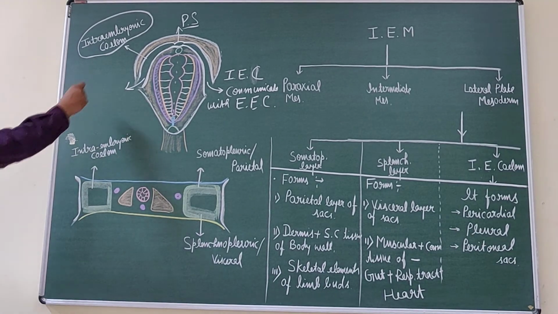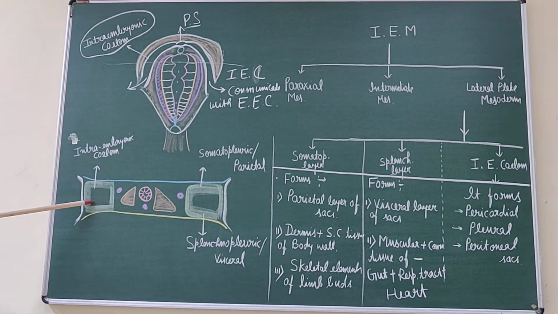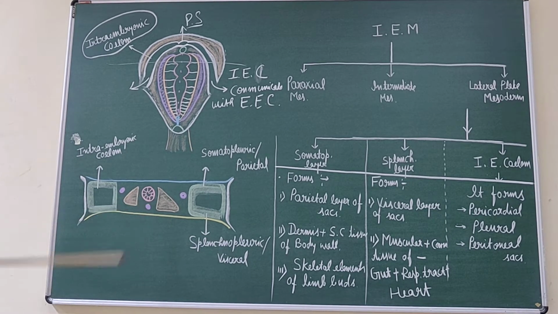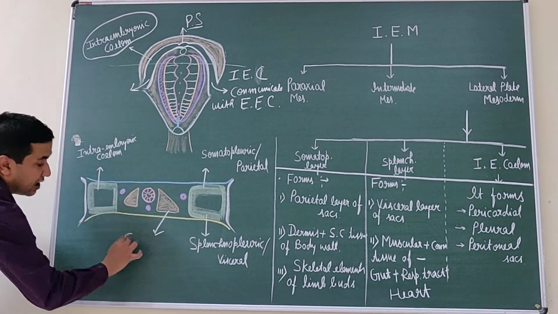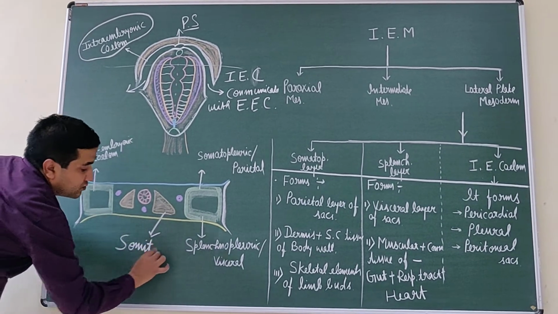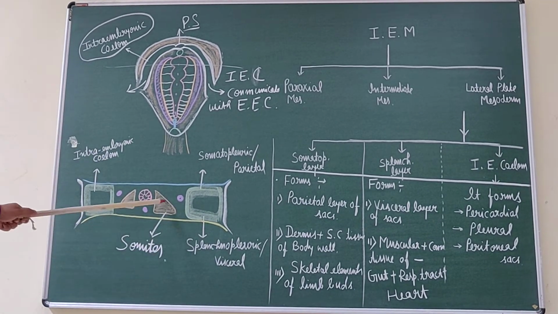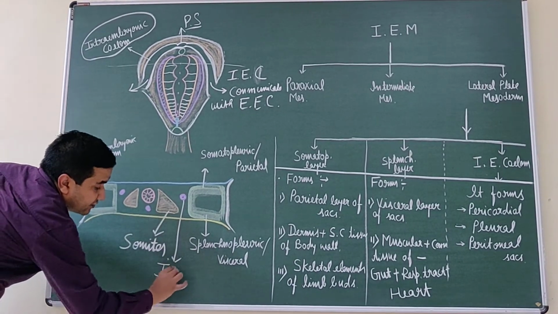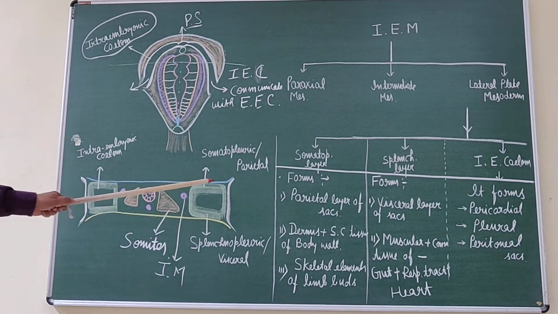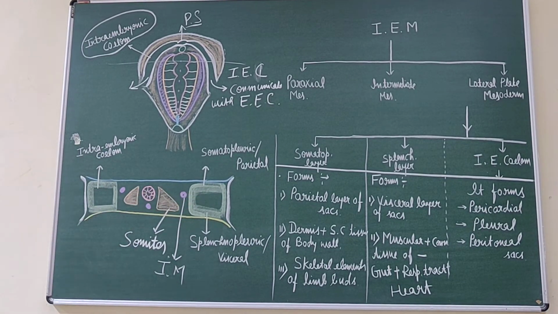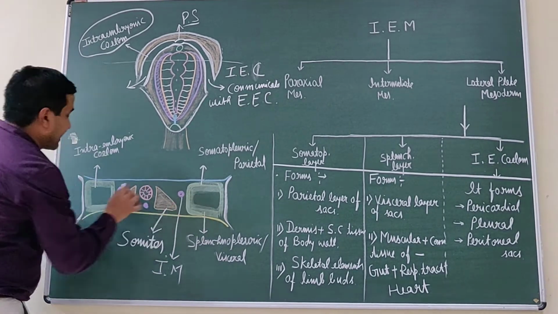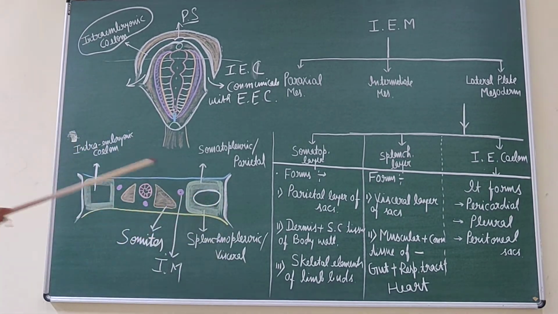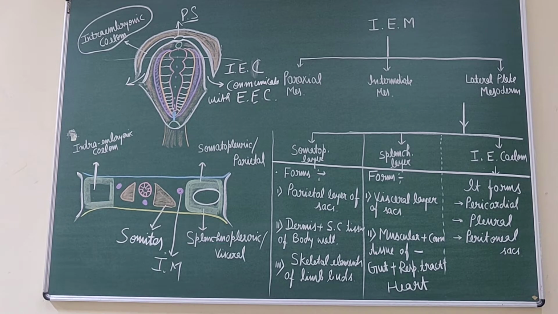Now see, if you cut this section, there are the same structures: the neural tube and notochord. On this, it is segmented and becomes the somites. Somites are part of the paraxial mesoderm. Then this is the intermediate mesoderm. Now this is the lateral plate mesoderm on both sides, and this is the cavity. It is the intraembryonic coelom.